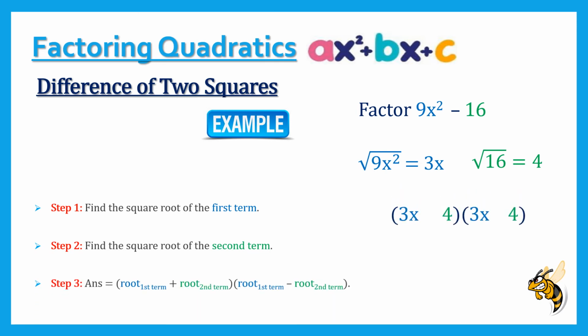And remember, one needs to be positive and one needs to be negative. So it's going to be 3x plus 4 times 3x minus 4, and that's your final answer. Also note that it doesn't matter which parentheses comes first. It could be 3x minus 4 times 3x plus 4.